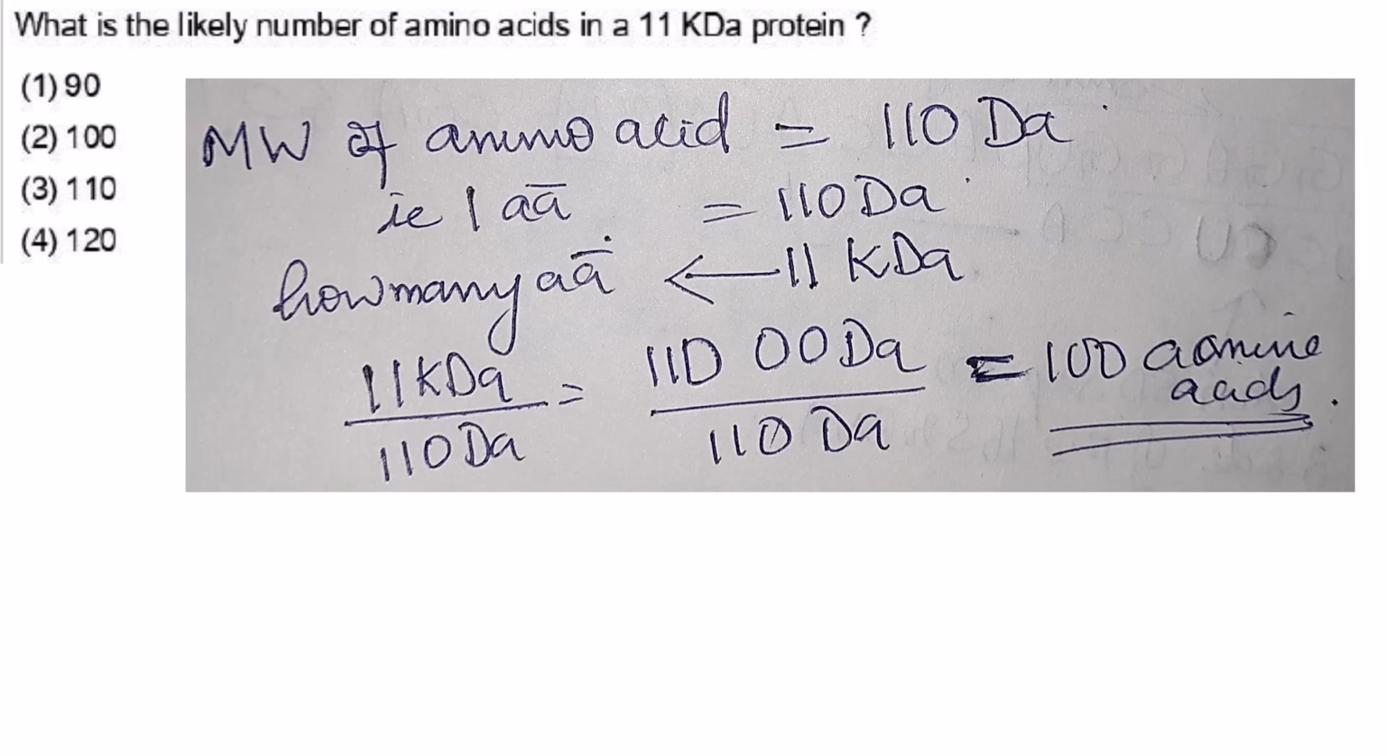What is the likely number of amino acids in an 11 kDa protein? We know the molecular weight of an amino acid is 110 Dalton, that is 1 amino acid is 110 Daltons. So 11 kilodalton is how many amino acids will be there? 11 kDa divided by 110 Dalton, so that will be 100 amino acids. So the answer here is option 2.